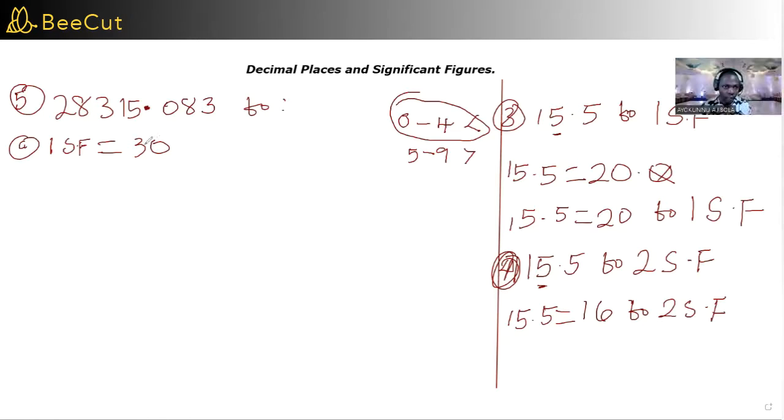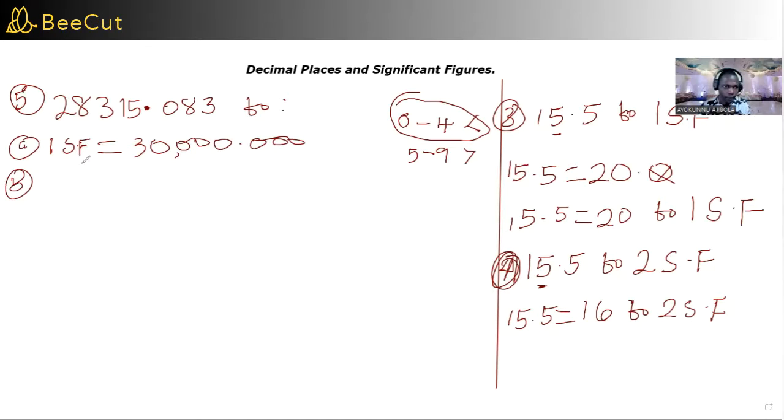So I have 3, 0, 0, 0, 0. All the rest are 0. Then the points are also 0. So I don't even need it, but I can still put it. So this is 30,000 because I rounded it up to only one figure, which is figure 3. Had it been 24,000, it would have just been 2, but this is it.